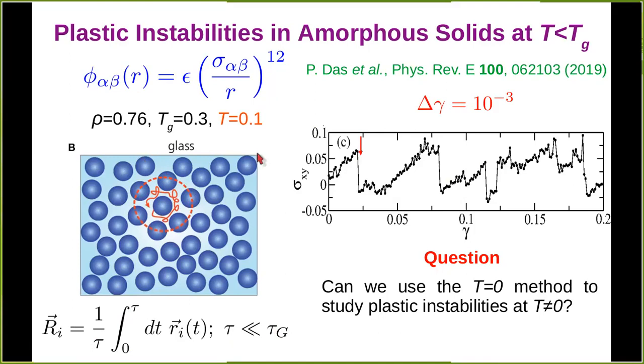Now, if we deform this amorphous system at finite temperature T equal to 0.1, this is the typical time average stress versus strain curve for the system. So similar to 0 temperature, we have sharp stress drop even at finite temperature. Now the question is, can we use the 0 temperature Hessian method to study the plastic instabilities at finite temperature T not equal to 0?